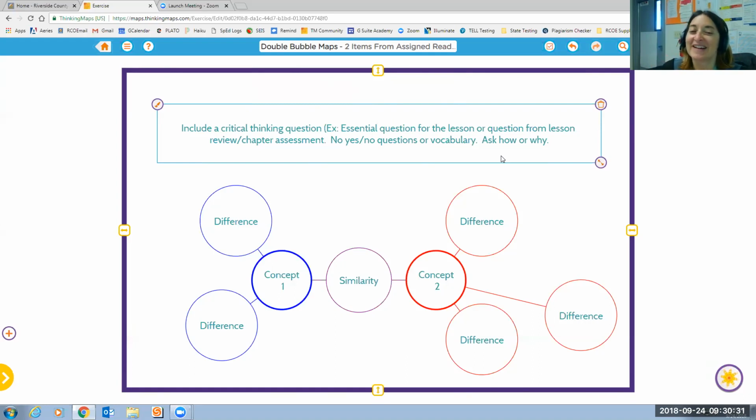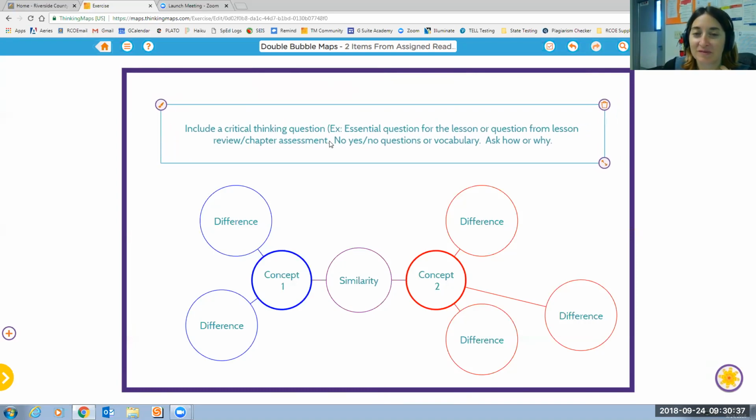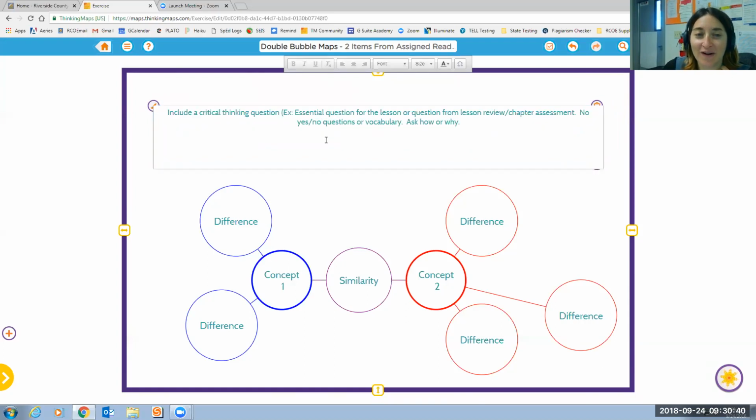Okay. When you're creating these questions, there are just a couple of rules. You cannot use yes or no questions, and you can't ask a question where the answer is just a vocabulary word. These need to be deeper questions. Think of questions that incorporate the words how or why or in what way, so that we're not just identifying one item as our answer.